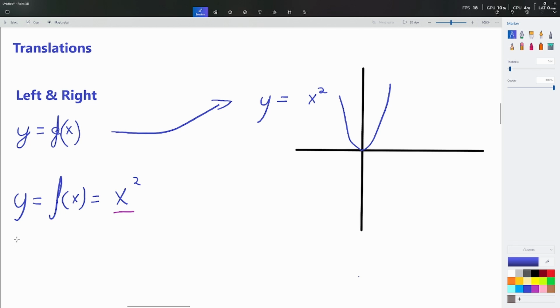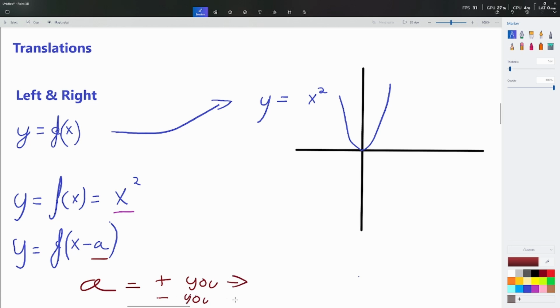Essentially, what the new formula says is that if you want to move your graph from left to right, you will have f(x minus a). As you can see, you have a new variable here. This is called a. So a is the amount that you move left or right. If a is positive, you move to the right, and if a is negative, you move your function to the left.